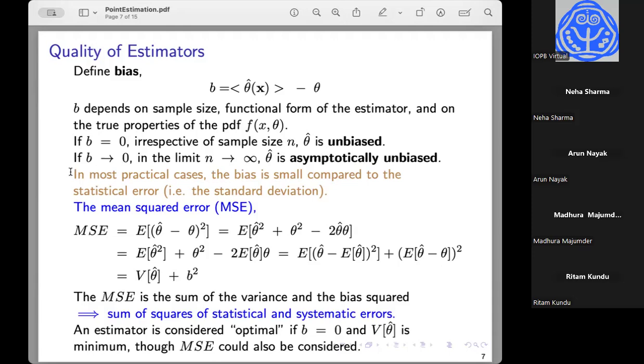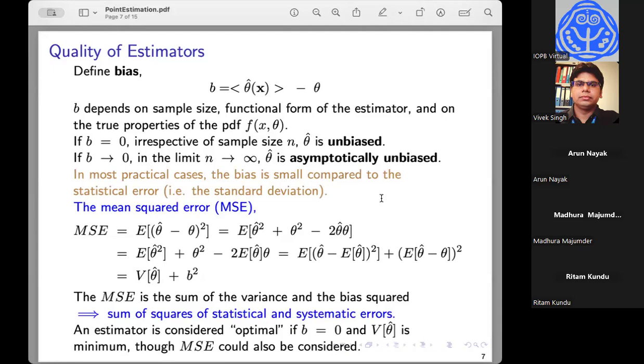In most practical cases, the bias... Sir, can I ask one question? Sure, yes. Sir, here we say b depends on the functional form of the estimator. So our theta hat is the estimator. We already know some functional form when we do the fitting. If it depends on that, then what functional form we choose for the estimator will matter very much, and there will always be some bias in b.